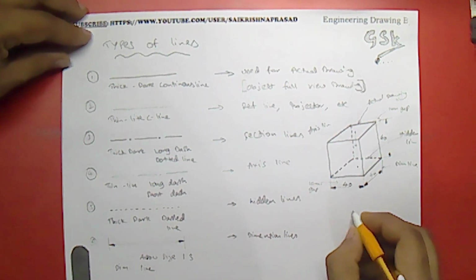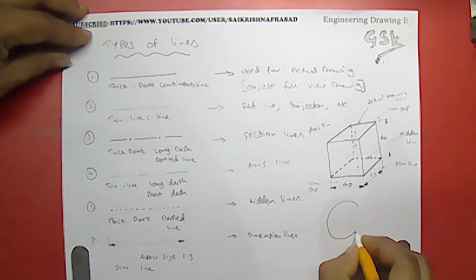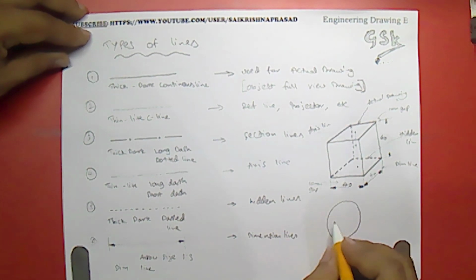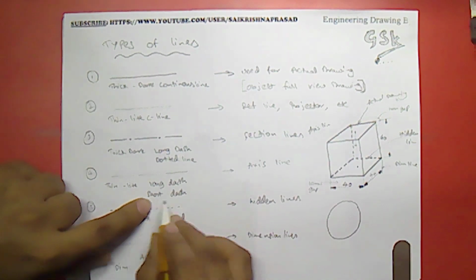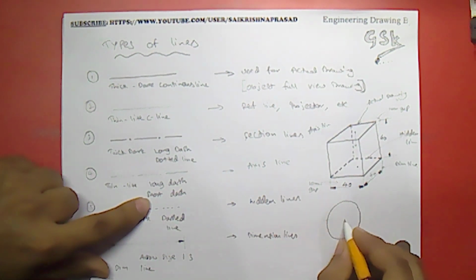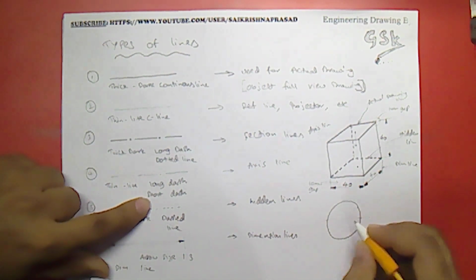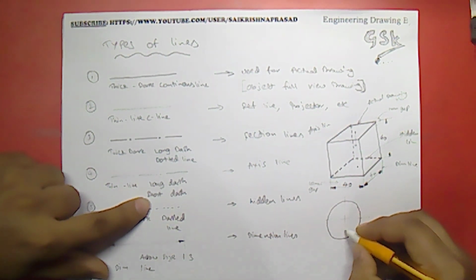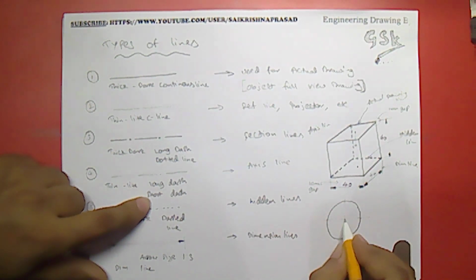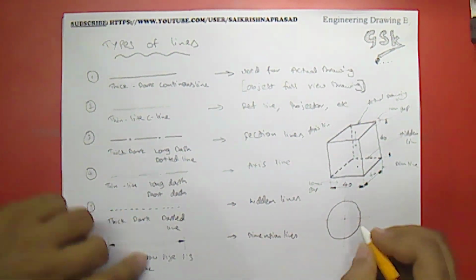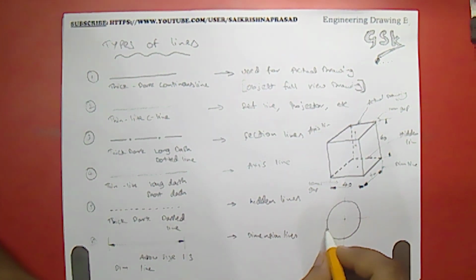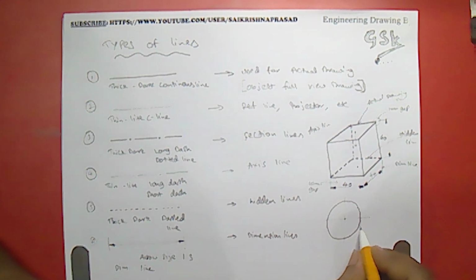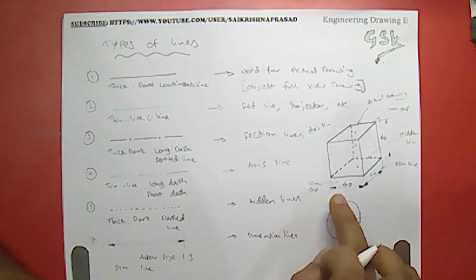Suppose we are drawing a circle over here. This is the actual figure, and we have to represent its center by using this thin long dash, short dash line. This is the axis line. This is very thin, long dash and short dash. So this is your center point. If you want to represent the dimensions of circles or curved objects, you can represent them in this manner also, by taking full dimension lines like this.